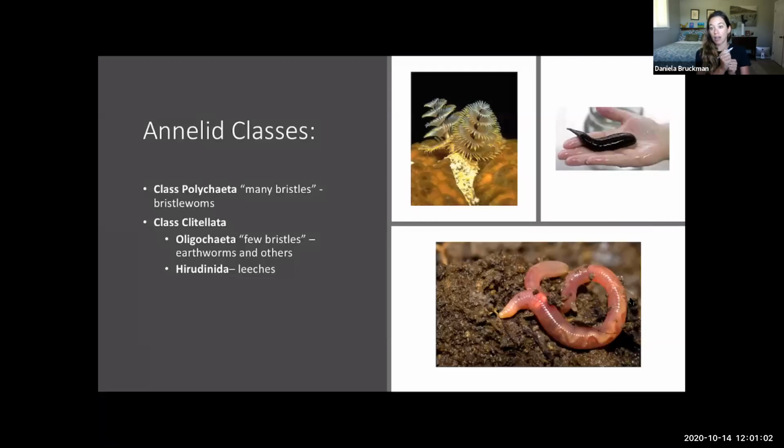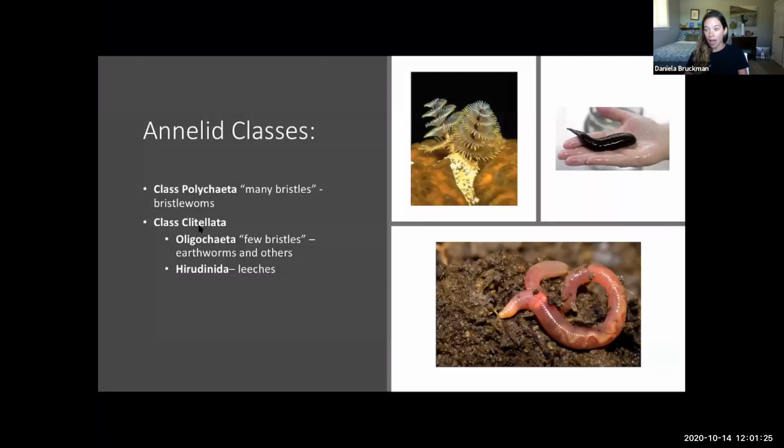We've got two classes, the class Polychaeta, and Polychaeta literally means many bristles. So poly, you guys know, means many. Chaetae are the specific bristles found on these worms. And these are bristle worms. Oh, I'm missing an R there. Don't mind my typo.